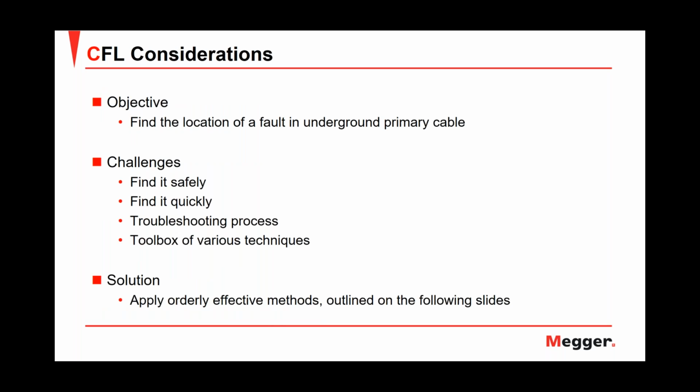cable fault location considerations. Of course, the objective is to find a fault in an underground primary cable, and the challenges that we will face are to find it safely and find it quickly. It will be a troubleshooting process in which we will use a toolbox of various techniques. So the solution will be to apply orderly, effective methods that will be outlined on the following slides.